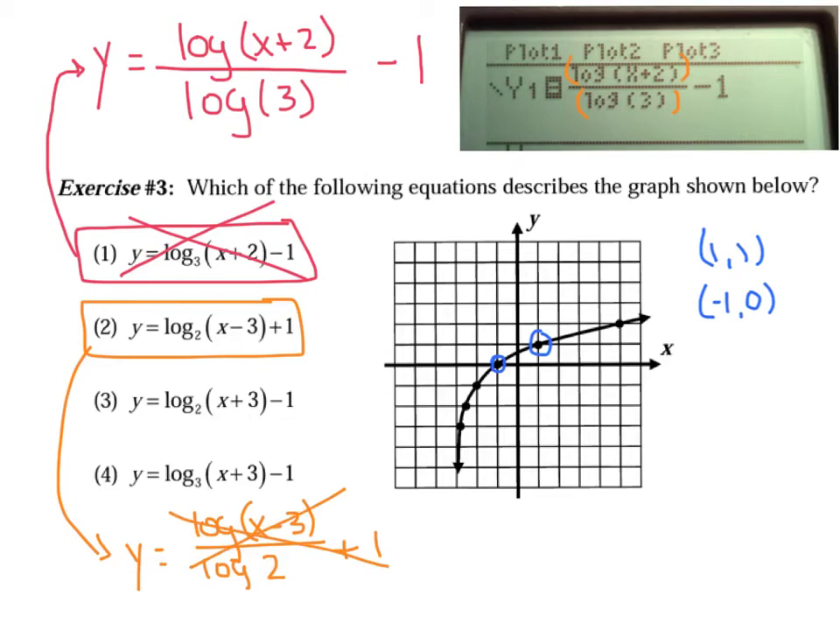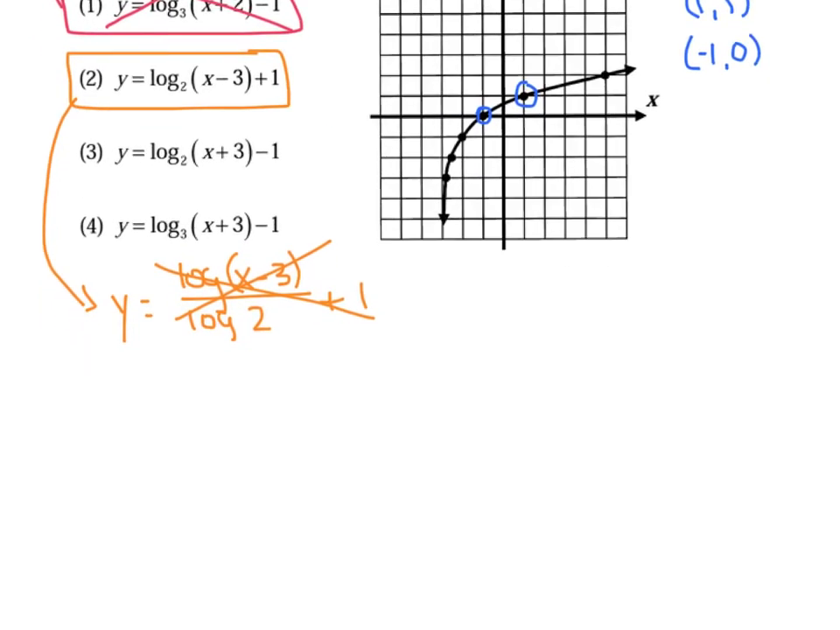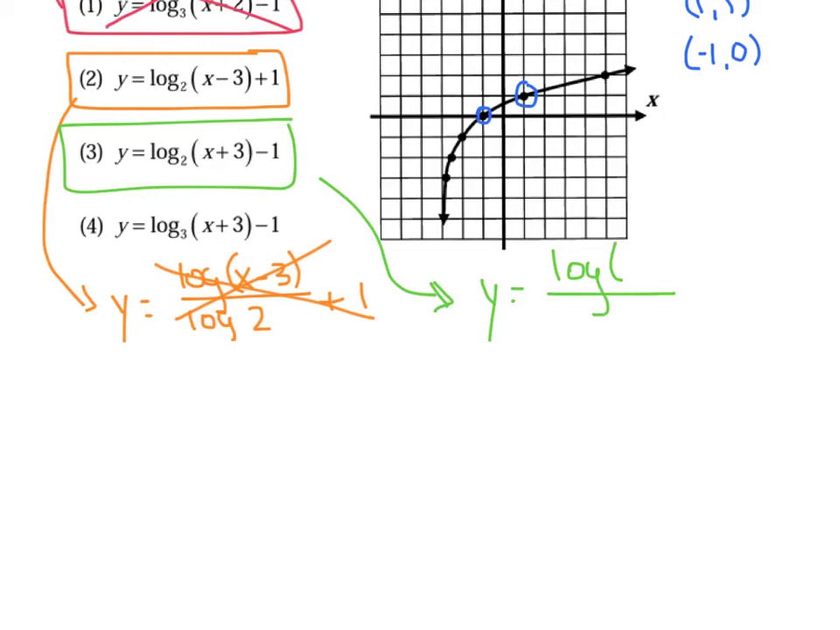Let's see if I can bring in a new color here to make some more room. Now I'm going to grab choice number 3 and practice. The biggest practice is just rewriting these with our new change of base rule. This will be log of the quantity x plus 3 divided by the log of 2 minus 1. And then I can hit graph to take a look at the picture to see if it's even close or has a chance. And I thought this one was really, really close.